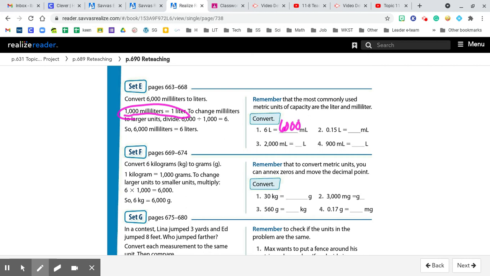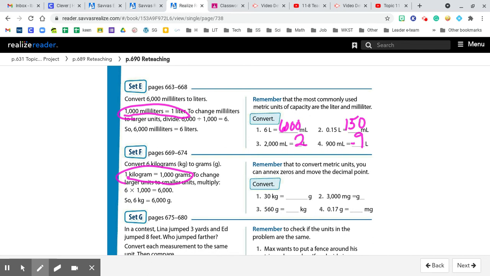So we have 150 milliliters. 2,000, we're dividing by 1,000. And 900 milliliters dividing by 1,000 is 0.9 liters. And then the last thing we're doing is grams and kilograms. So one kilogram equals 1,000 grams, and that is our data point for that.